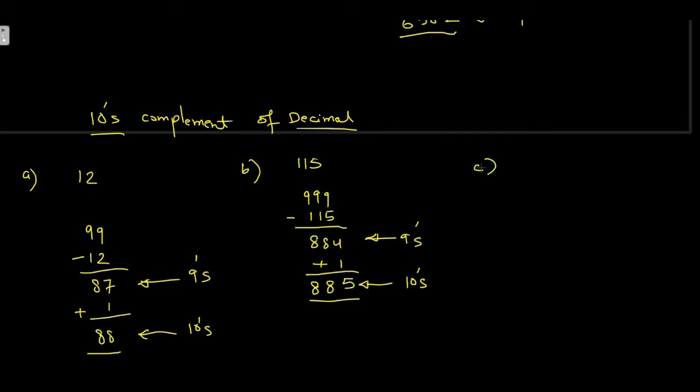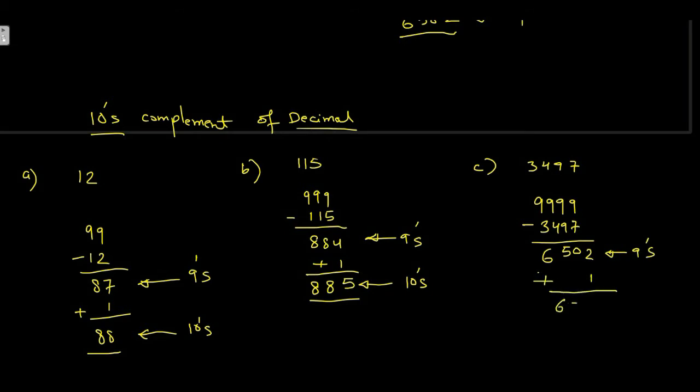Third example is 3497. For this we have a 4 digit decimal number. We subtract it from 9999, we get the 9's complement, that is 6502. This is a 9's complement. Again we add 1 to it, it becomes the 10's complement.